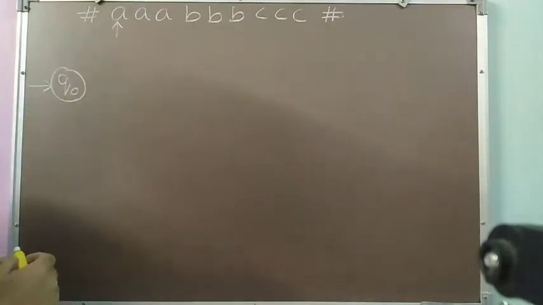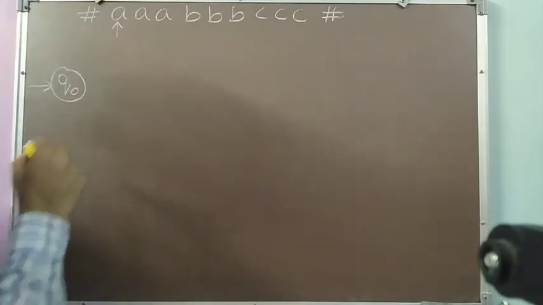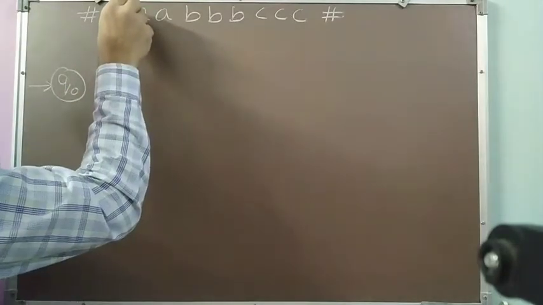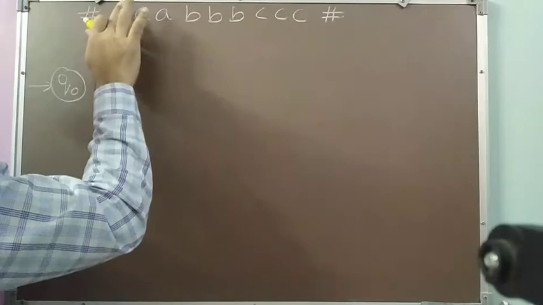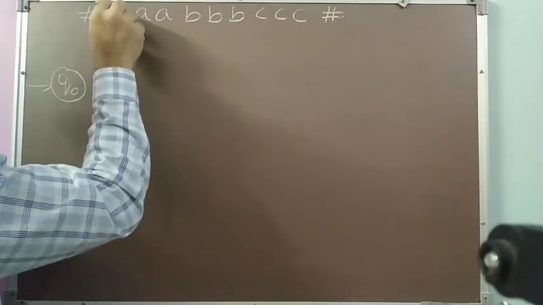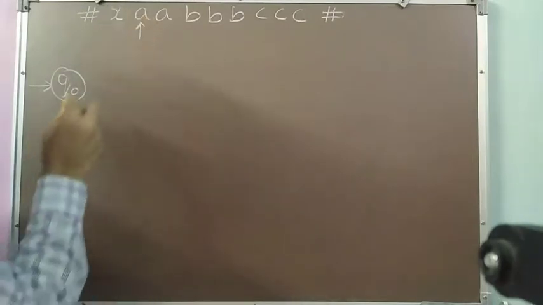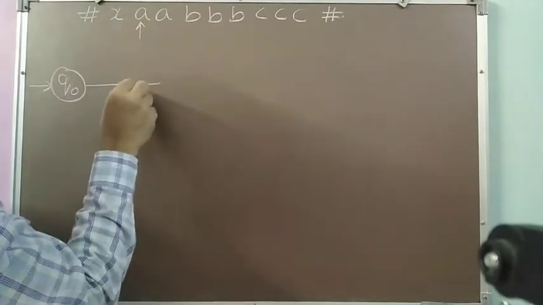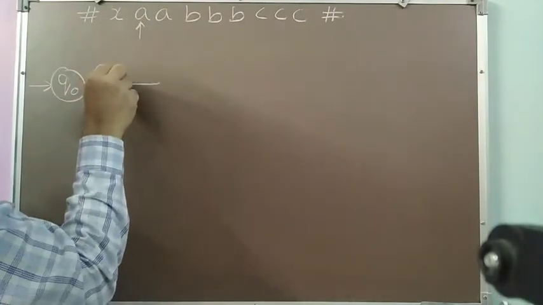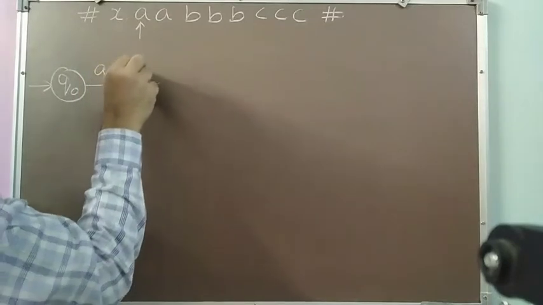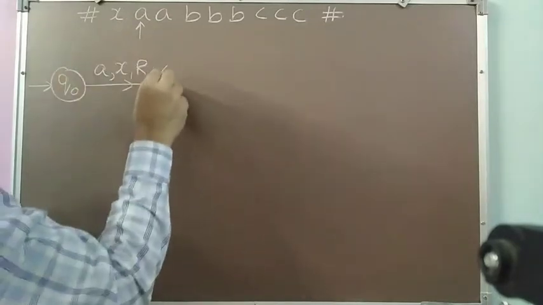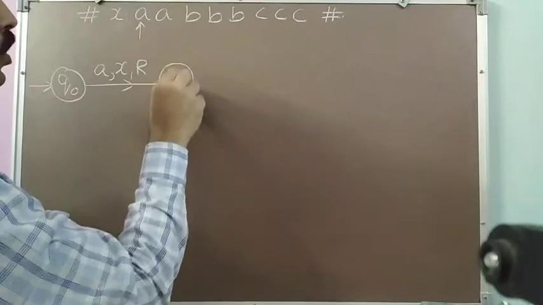Now what I have to do with this leftmost A? This leftmost A has been found, so I will replace it by X. So on finding A, I will replace it by X and move one position right, and then I will move to the state Q1.